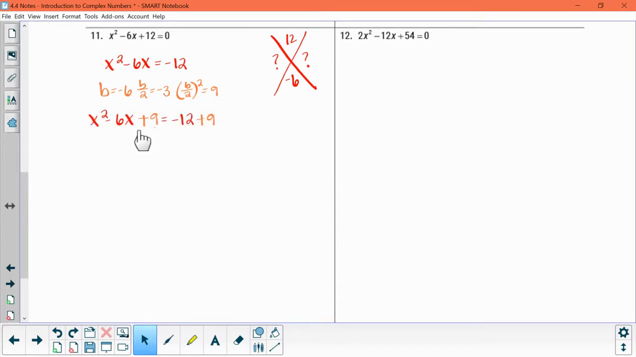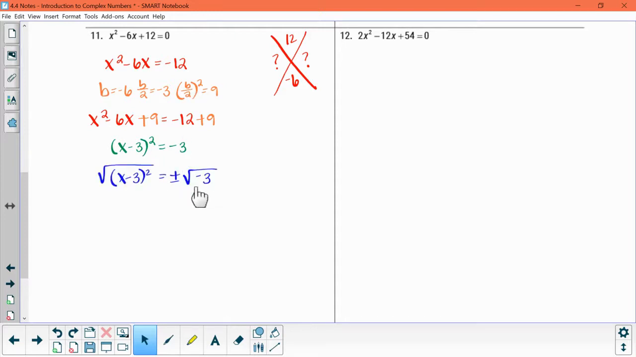And when I add it to the side with the x terms, this is going to factor to always be (x plus b over 2) and all of that squared. So (x minus 3) squared, simplify the right-hand side to be -3. And now I can apply solving by square roots. I'm going to take the square root of both sides.